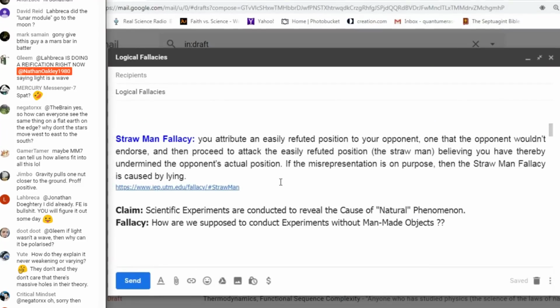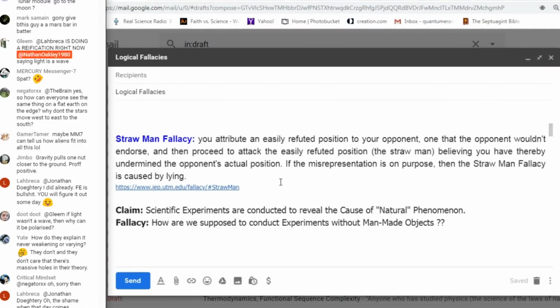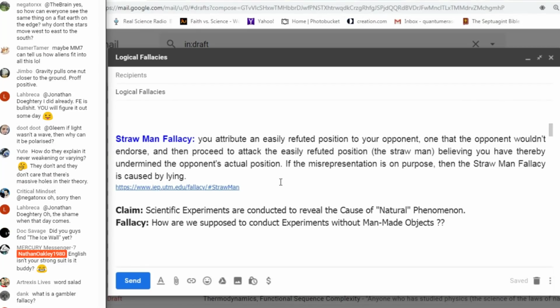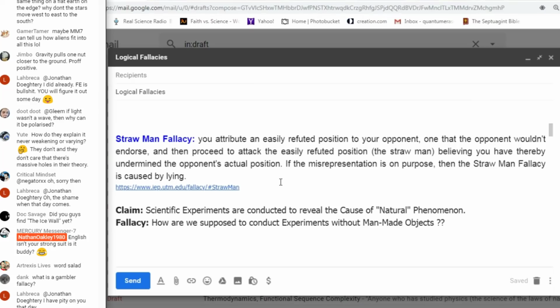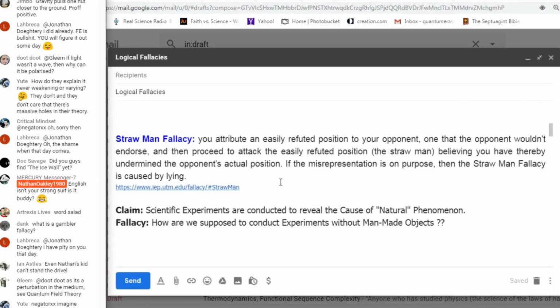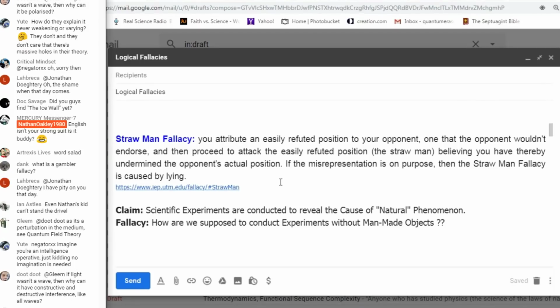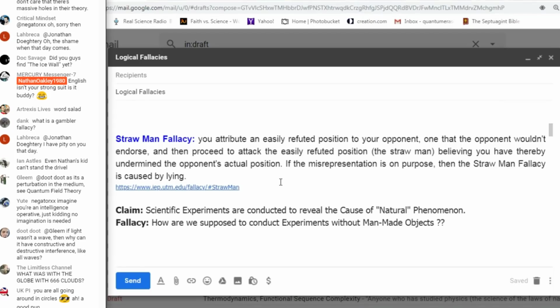All right, the straw man fallacy. This is where you attribute an easily refuted position to your opponent, one that the opponent wouldn't endorse, and then proceed to attack that easily refuted position, i.e., the straw man, believing you have thereby undermined the opponent's actual position. If this misrepresentation is on purpose, then the straw man fallacy boils down and is caused by lying.